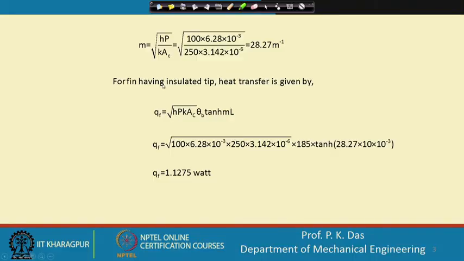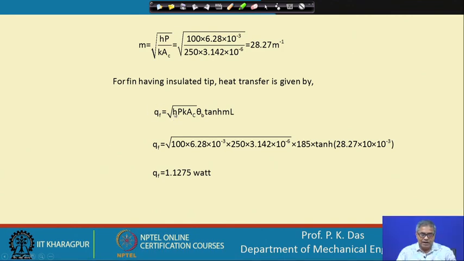So, that is what we will do in the entire exercise, or whatever numerical examples I will present. We will assume the fin tip to be insulated. So, what we have done, we have the fin having insulated tip, the heat transfer is given by Q f, fin heat transfer, that is under root h p k A c into theta b into tanh m L. m is the thermogeometric parameter which we have already calculated, L is the length of the fin, and theta b we have also calculated in our previous slide, I have shown it.